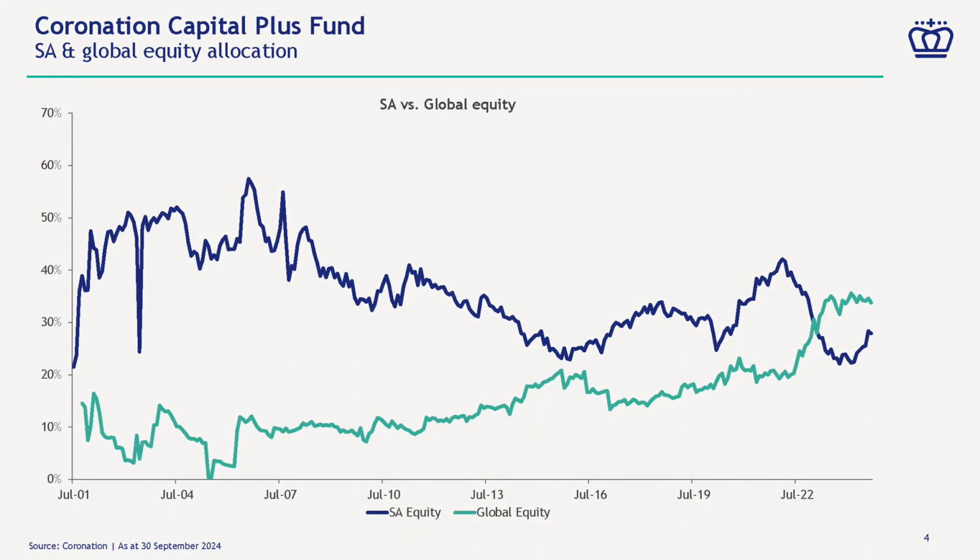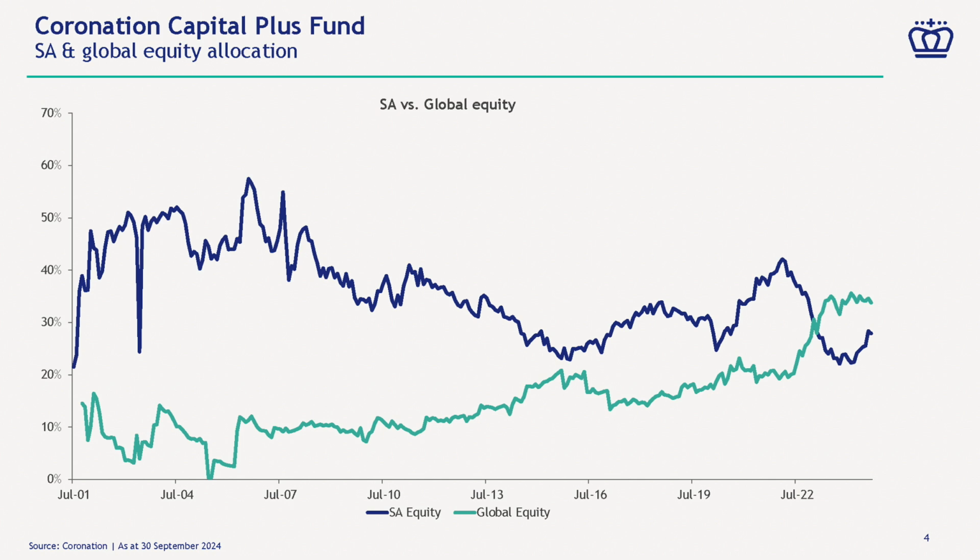So let's start off with the equity exposure. I wanted to demonstrate to you that principle of active asset allocation as it relates to both South African and global equity exposure in the fund over time and how that's changed over time. So this shows you the fund exposures from 2001, so you can see how that's changed over the last 23 years. And you can see generally the trend has been for an increasing allocation to global equities.